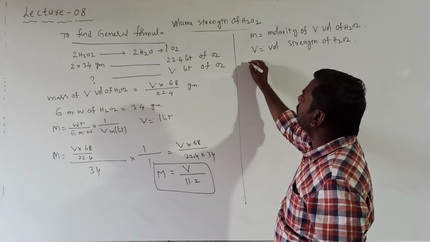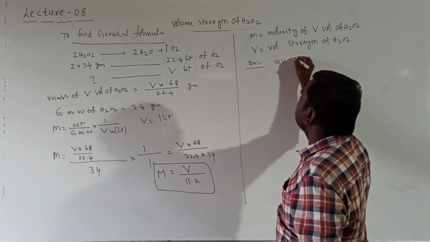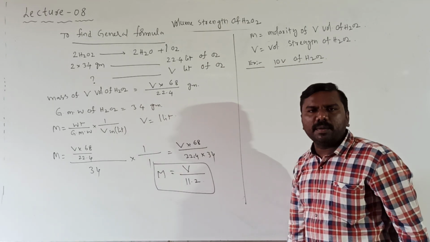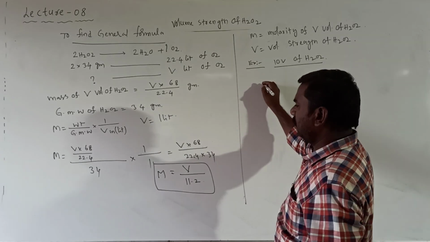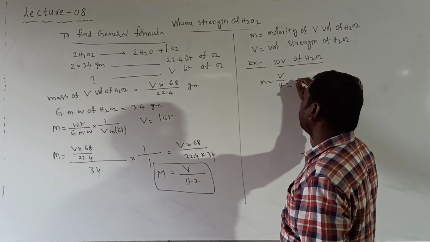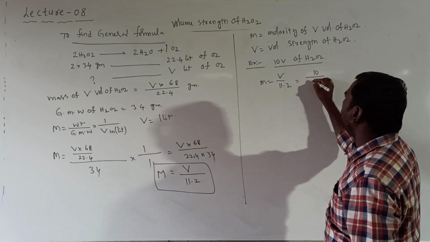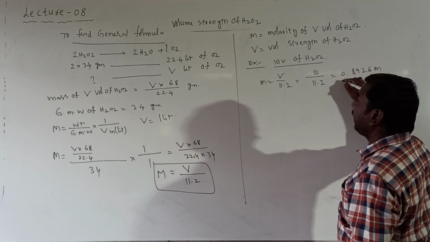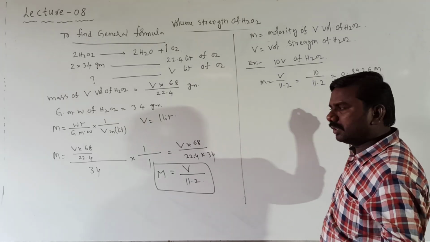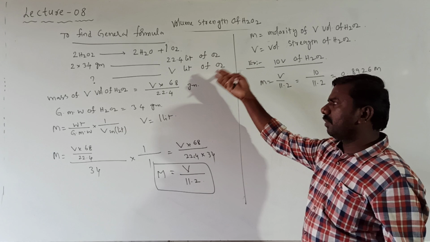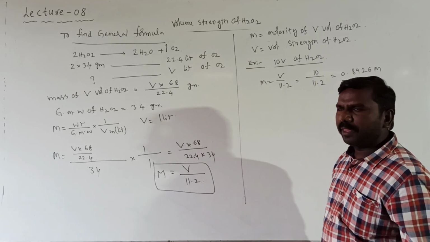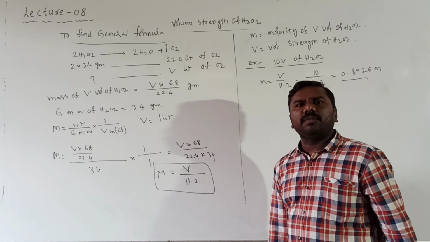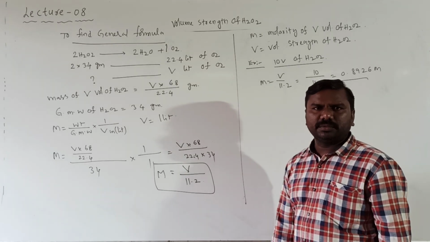Next, example. 10 volumes of H2O2: calculate the molarity. They will ask this question. Molarity equal to V by 11.2, V means 10 by 11.2. Molarity equal to 0.8926. I calculated this with the lengthy method, but by the simple formula you can. No need to memorize this derivation, only the formula. Okay? And molarity of 20 volumes, 30 volumes, you can find very easily, clear all of you.